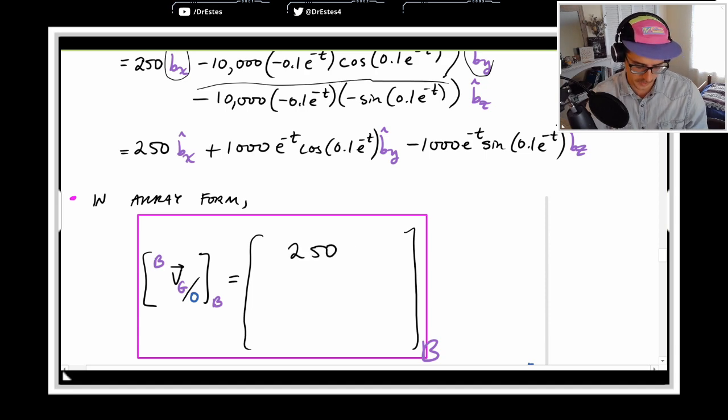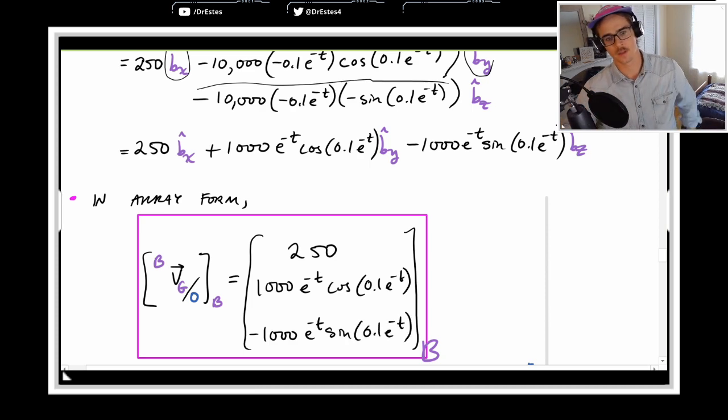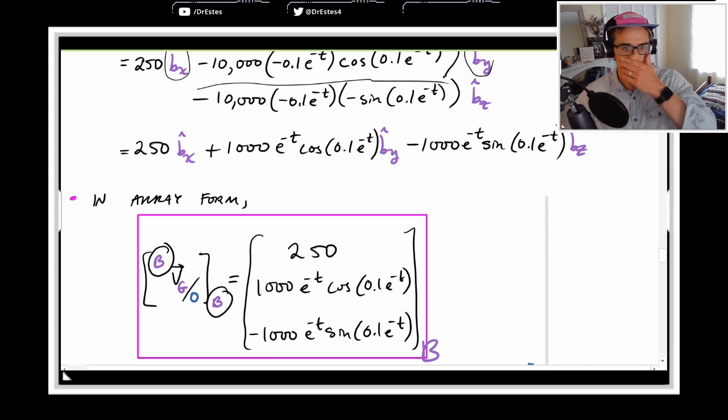So 250 bx, 1,000 e to the minus t cosine 0.1 e to the minus t by, and then minus 1,000 e to the minus t sine 0.1 e to the minus t. Okay, and now you see all of these superscripts and subscripts at work. The time derivative was with respect to the B-frame, and then we expressed it in B-frame components.